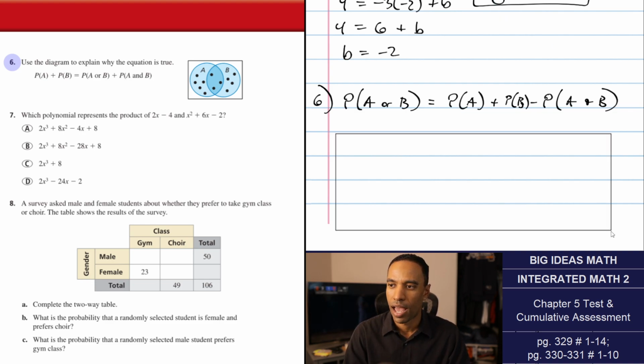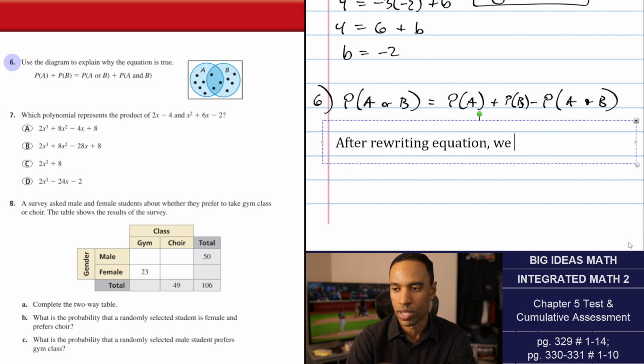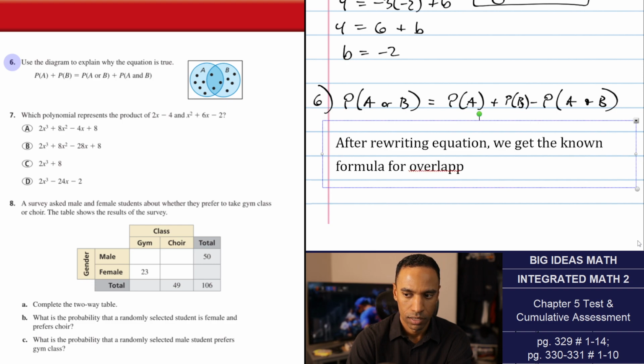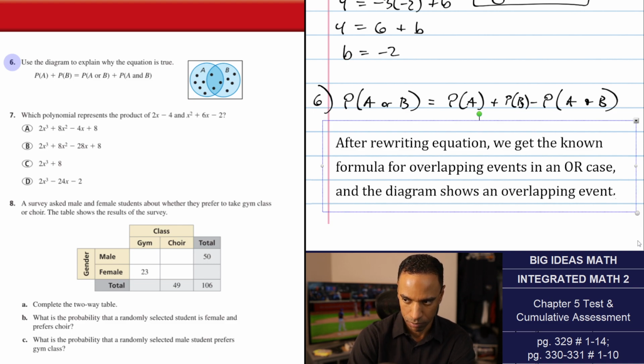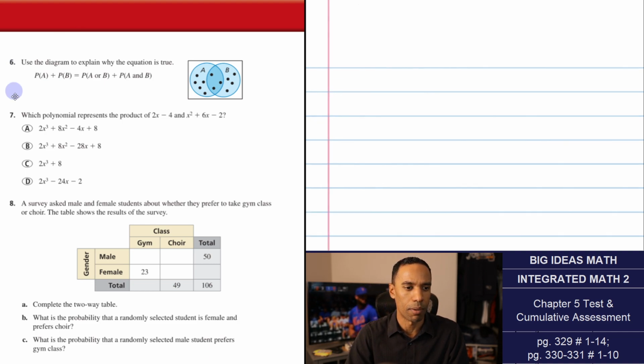So after rewriting the equation, we get the known formula for overlapping events in an OR case. And the diagram shows an overlapping event. That's why this will be okay. That's it for number 6, and that was another statistics question, so I'm going to move forward to number 7.